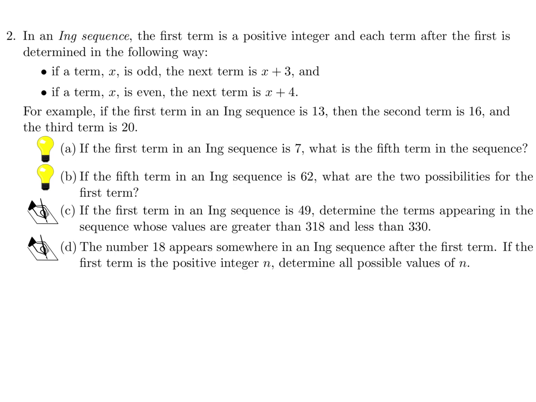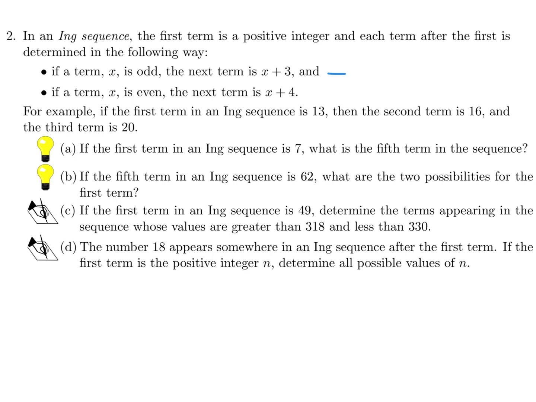In an ing sequence, the first term is a positive integer, and each term after the first is determined the following way. If a term x is odd, the next term is x plus 3. If term x is even, the next term is x plus 4. For example, if the first term in an ing sequence is 13, the second term is 16, and the third term is 20. If the first term is 7, what is the fifth term?